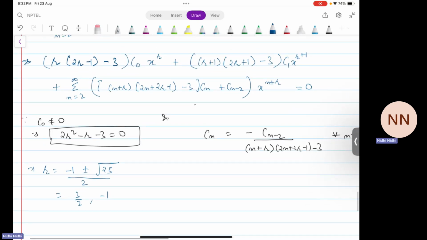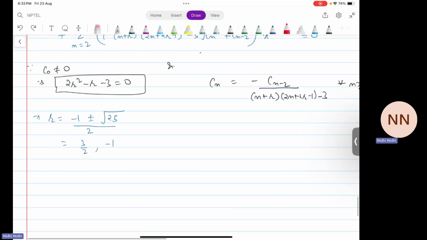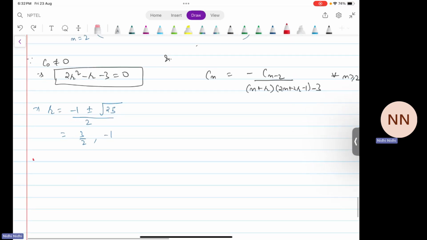So now in this sum we have considered this part, and we are left with this part. So we'll consider it for different values of r. Let's start. Clearly here the roots are distinct, and moreover their difference is not an integer, so we'll get linearly independent solutions corresponding to different values of r. So we'll start with r equals to 3 by 2.